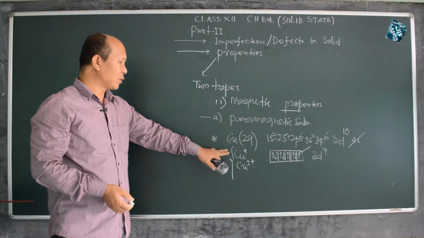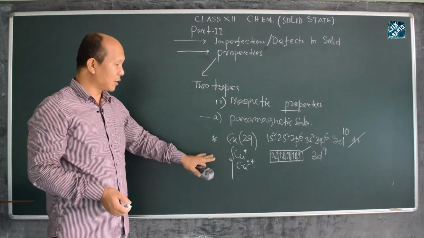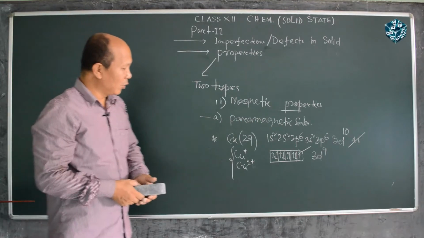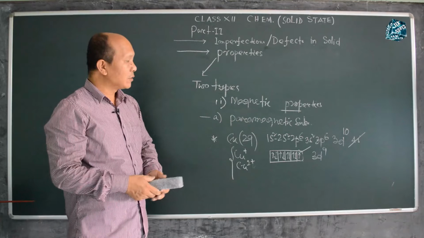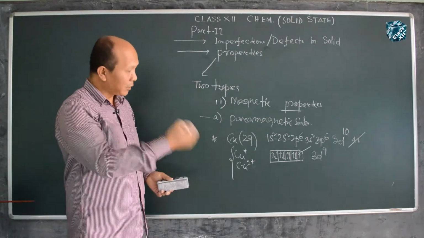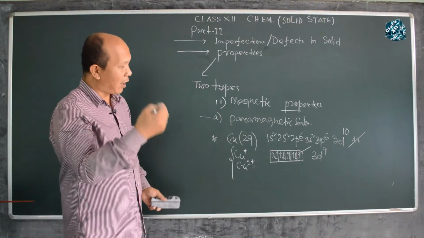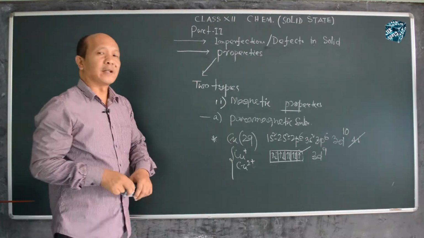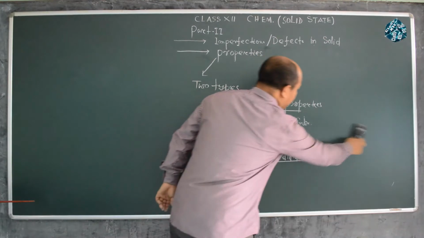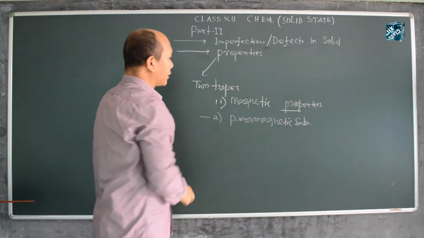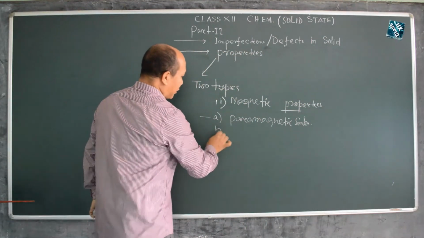Copper has a +1 and +2 oxidation state. Cupric ions, Cu2+, are paramagnetic substances. Paramagnetism means they are attracted by an external magnetic field. Any substance can be classified based on its magnetic properties.